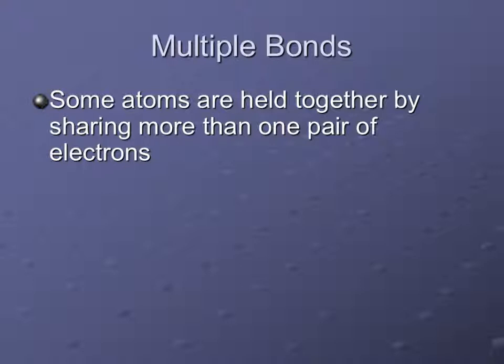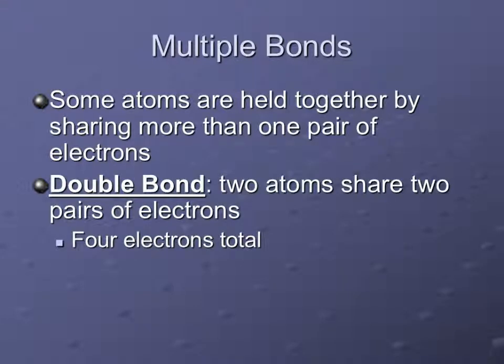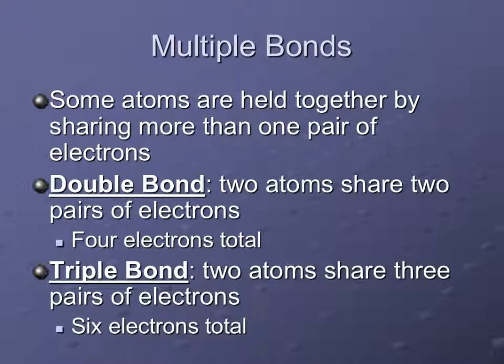Okay? This is the last section on the backside of your outline. Some atoms are held together by sharing more than 1 pair of electrons. If atoms are held together by sharing 2 pairs of electrons, we call that a double bond, which results in them sharing 4 electrons. Or if 2 atoms share 3 pairs of electrons, we call that a triple bond. A triple bond consists of 6 total electrons, because remember, each bond is a pair of electrons.